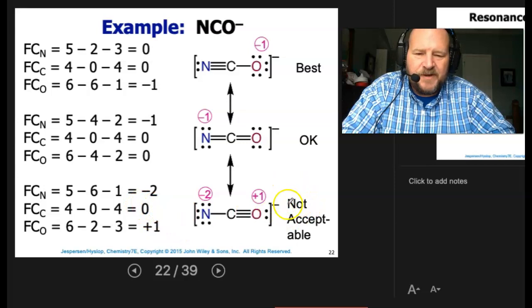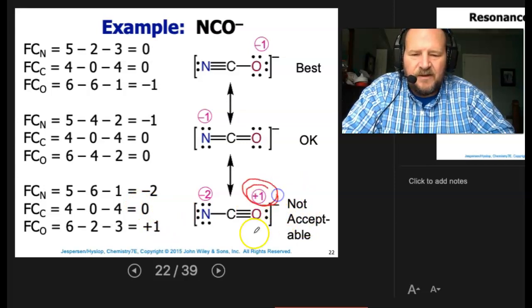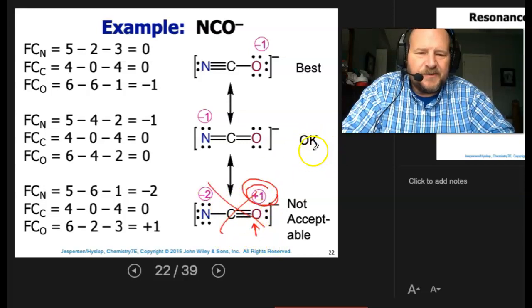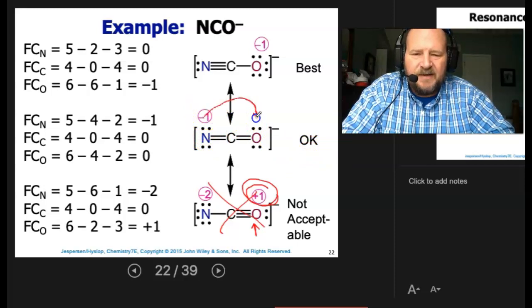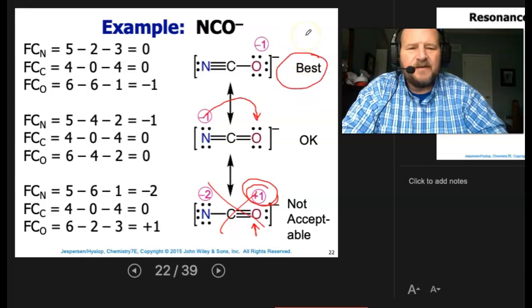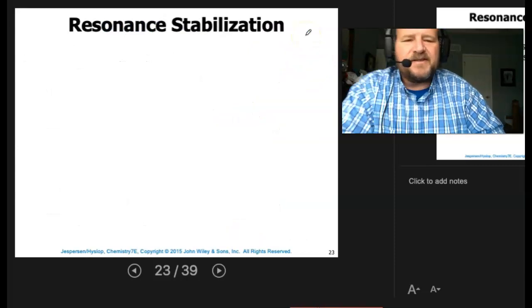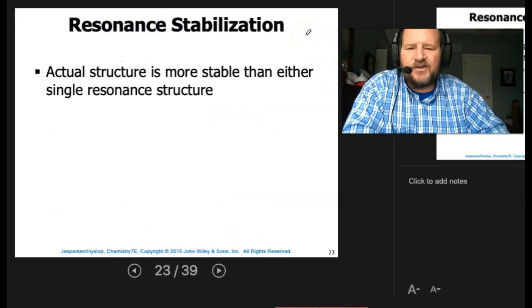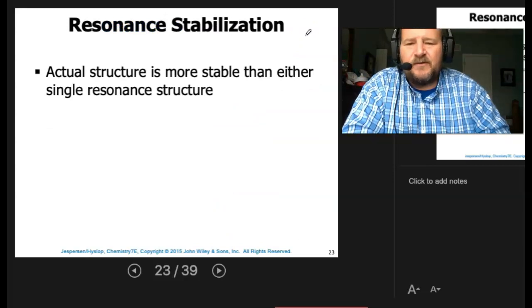Now for this last one, we know this is not acceptable, right? We can't have that +1 on the most electronegative atom. That doesn't make any sense. So this one is no good. This one we say it's okay. So here we have the -1 charge on the nitrogen. We would expect the electrons to spend more time with the oxygen, which is why this one becomes the best. All right, so resonance stabilization then, the actual structure is more stable than either single resonance structure.